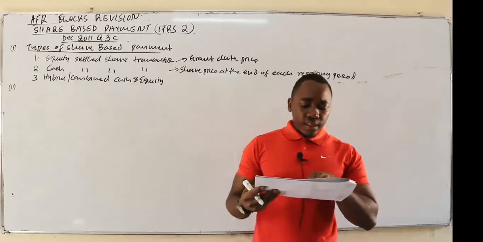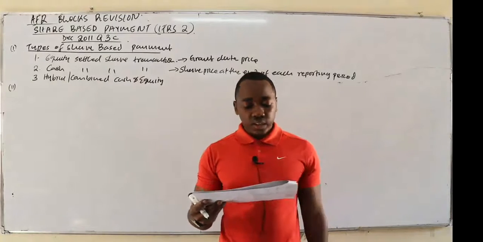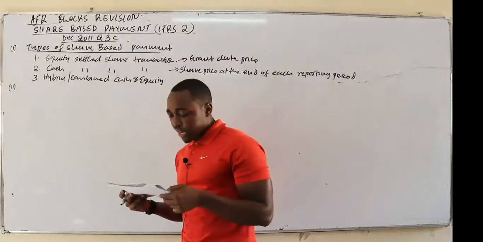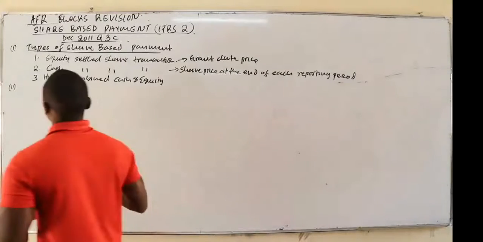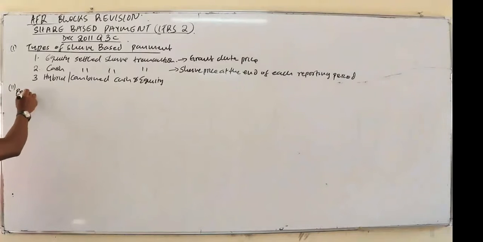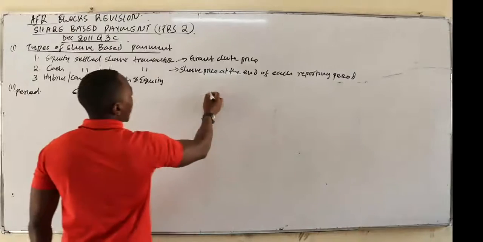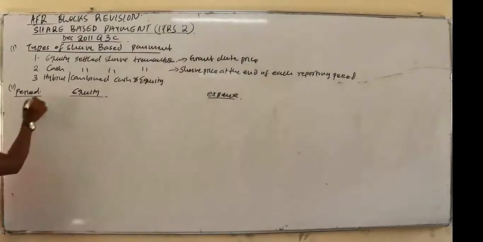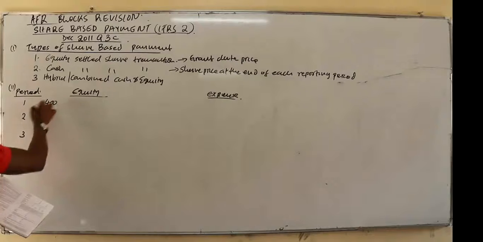5% of the employees will leave the company in each of the next 4 years and will thus lose their option right. Required: show how the word limited should reflect this arrangement in the context of the next 4 years in the statement of comprehensive income and the statement of financial position. So you bring the period, equity, and then the expense. It's 4 years, 1, 2, 3, 4. And how many employees do we have? We had 400 employees.